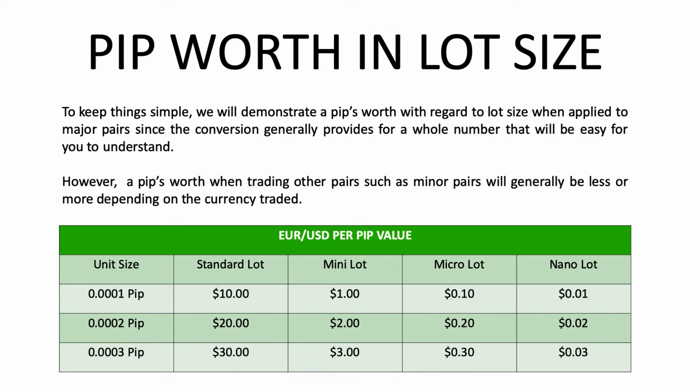So if you look below, we analyze EUR/USD per pip, and if you're trading a standard lot, each pip is worth $10. When trading a mini lot, each pip is worth $1. When trading a micro lot, each pip is worth 10 cents, and when trading a nano lot, each pip is worth a penny.